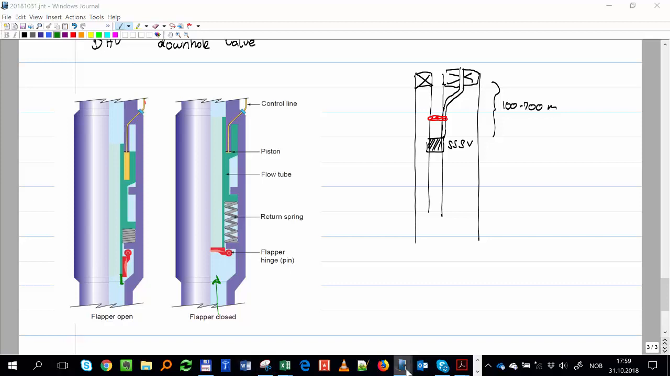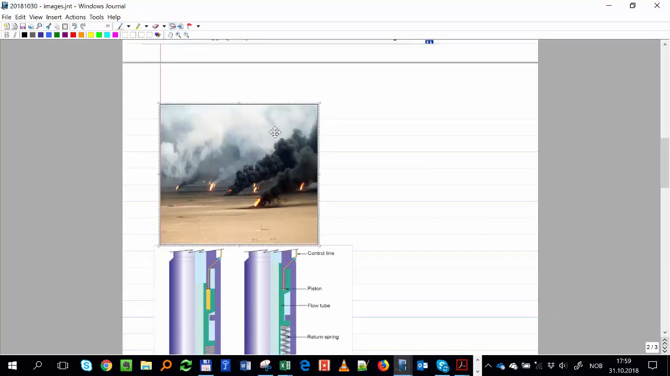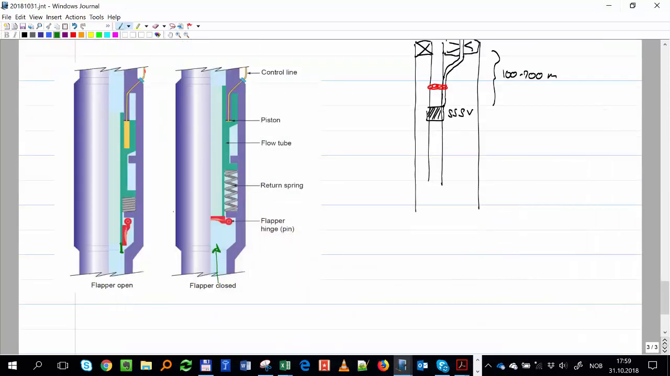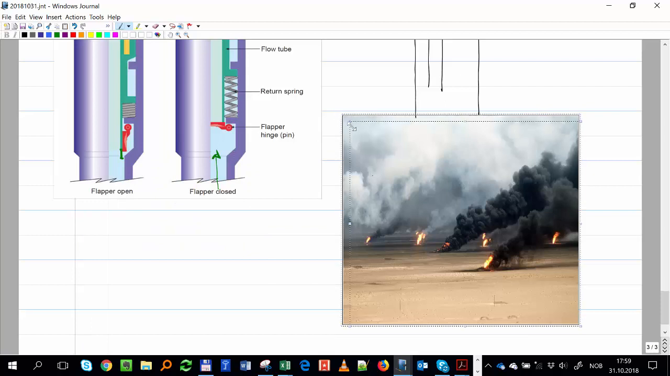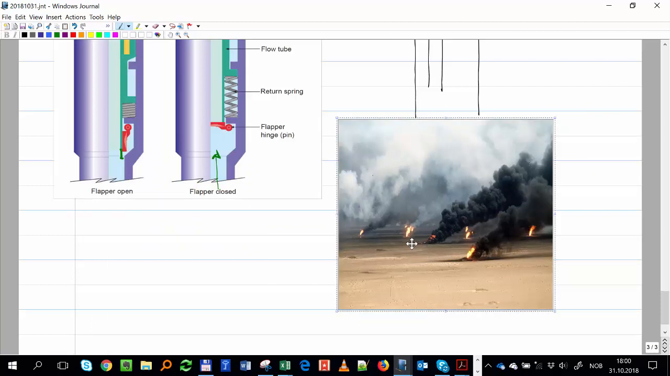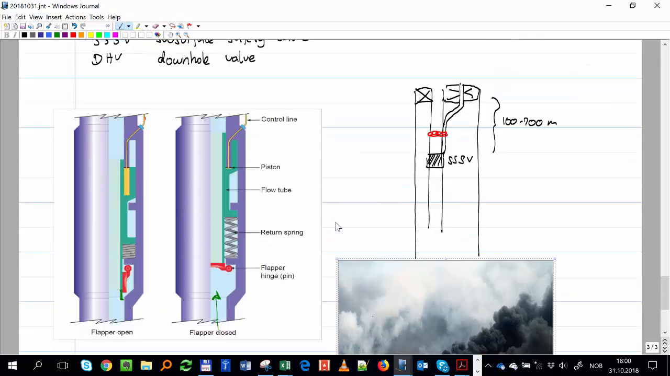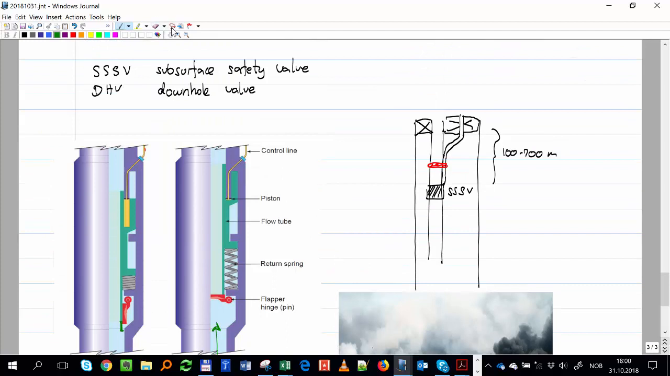And as I mentioned, I have here a picture, it's not nice, but it's very strong, showing why we need to have it in the well. I think it was taken in Kuwait during the war in the Gulf. You see that the wells were burning for a long time, just burning without any control. So they had to come, make a sidetrack, kill the well and then control it. A very expensive operation.